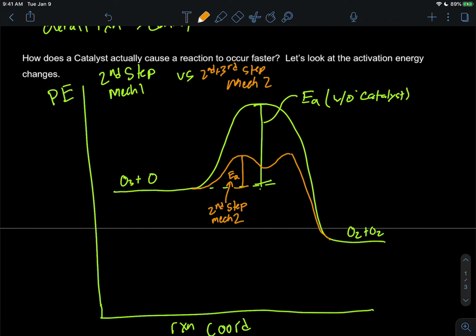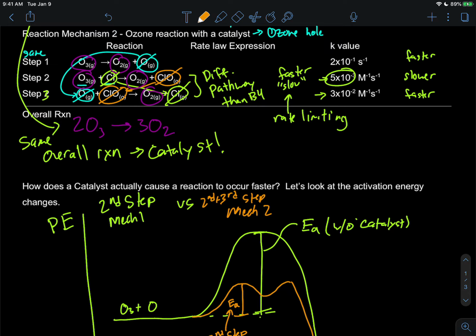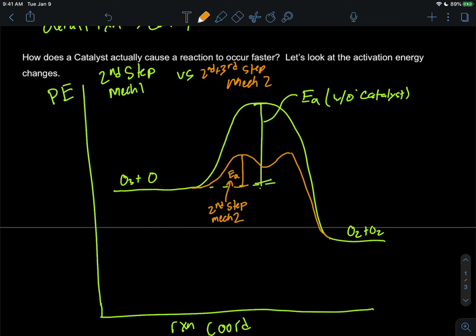So that would be the process of our catalyst being added in now. If we go back up here and just zoom in, we'll see that this is the process of our ozone reacting with this chlorine atom. And so that's our second step. And then we would also have, we didn't go all the way back down, but now this right here would be the activation energy of our third step.